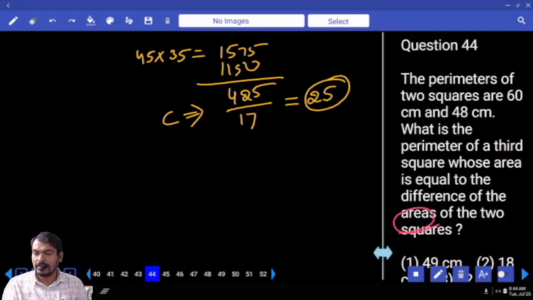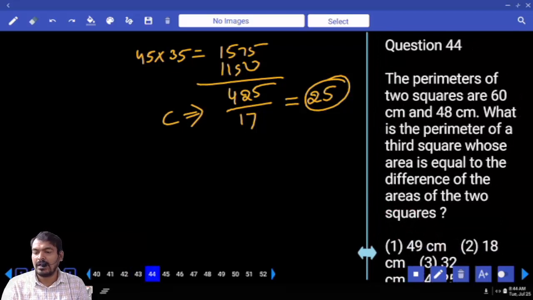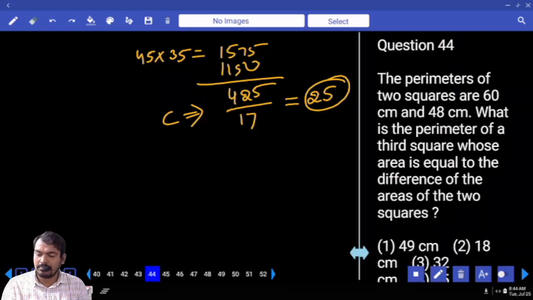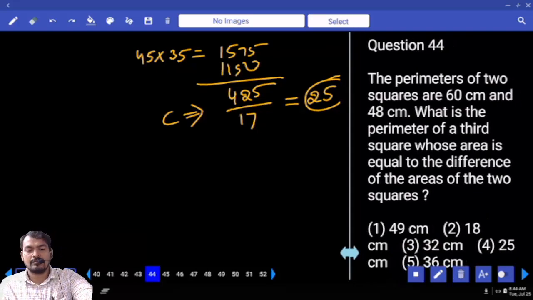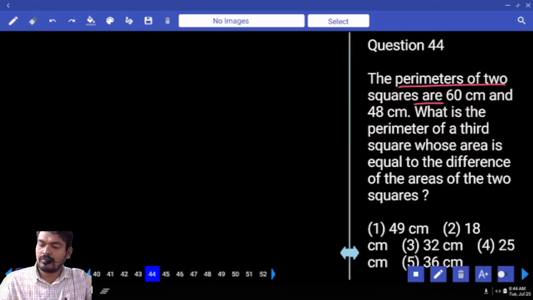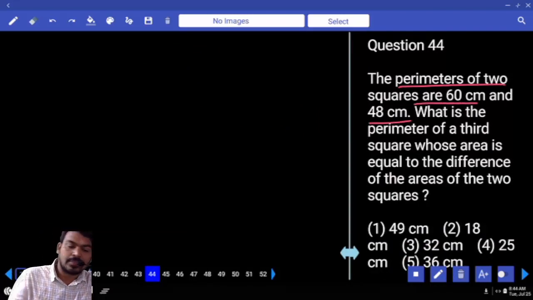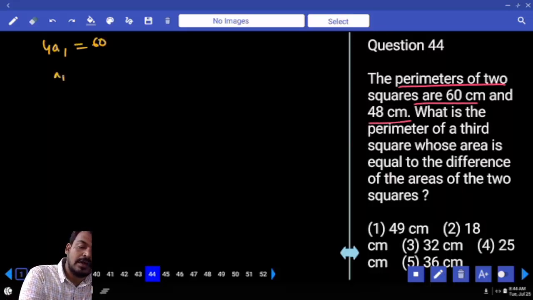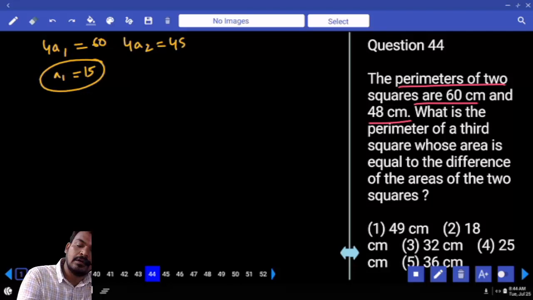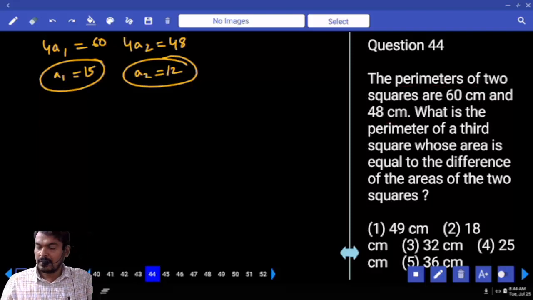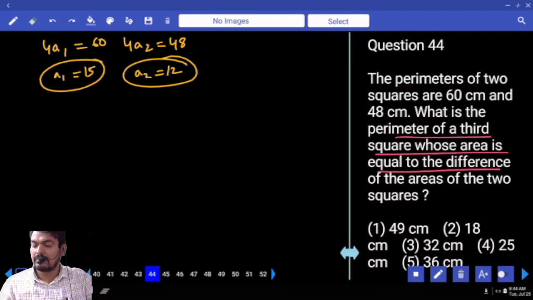Next, 44. The perimeters of two squares are 60 and 48. What is the perimeter of a third square whose area is equal to the difference of the areas of the two squares? Perimeter of the first one is 4a1, equal to 60, so a1 is 15. Next 4a2 equals 48, so a2 is 12. And the third square's area is equal to the difference between the areas of the two squares.